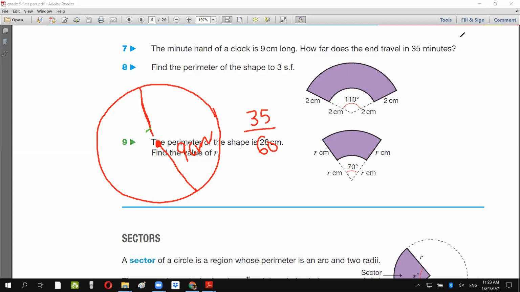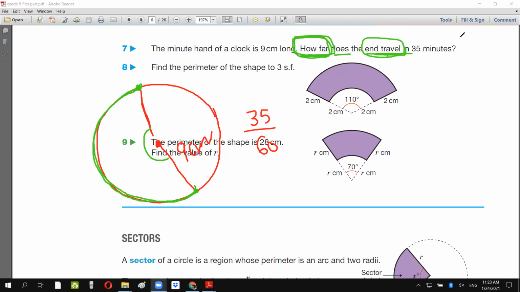Till here is clear? Yeah. What does it mean, how far? How far does the end travel? You know the end. This is the end of your hand. How far does it travel? It means I want only the curve. I don't want the perimeter. The end means the green line, the curve. I want the length of the curve. Clear? Yes. He didn't ask you for the perimeter. He is asking you for the end to end. From end to end means I want the curve. Clear, guys?